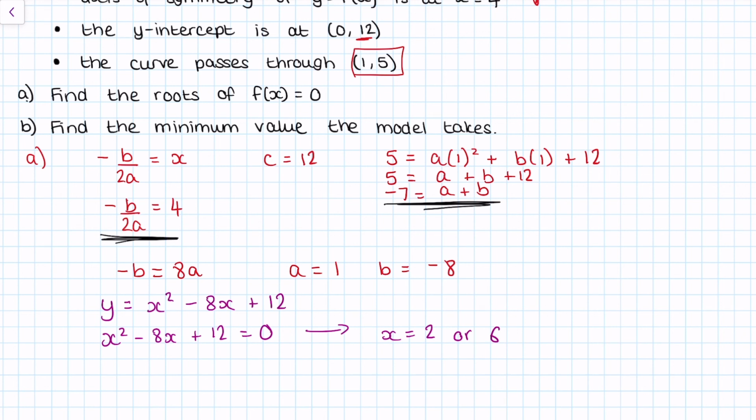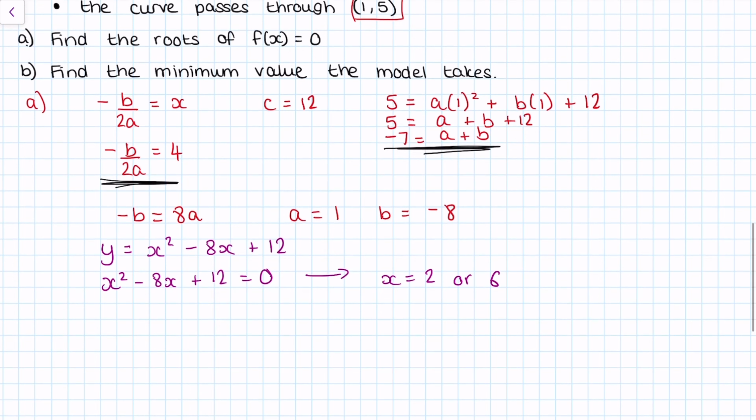B, find the minimum value the model takes. So if we were to graph this, you will find that the graph is a happy face. So it looks like this. And that's because our x squared in our function, I'm just putting a box around it before, is positive. So when we want to find the minimum value, I'm wanting to find the y coordinate of the bottom of this graph. Now we were told in the question the axis of symmetry, which I'm going to put the dotted line there, is when x equals 4.